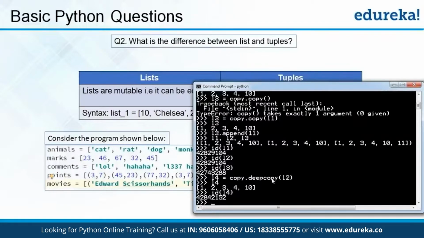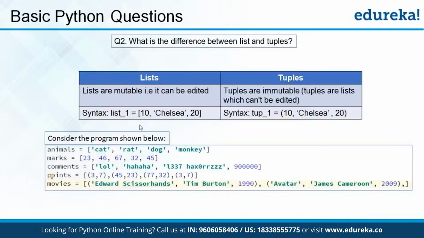Please remember this, because it does come up, not frequently, but it's good to know. What is the difference between a regular copy.copy, a deep copy, and a regular reference? So let's move on.